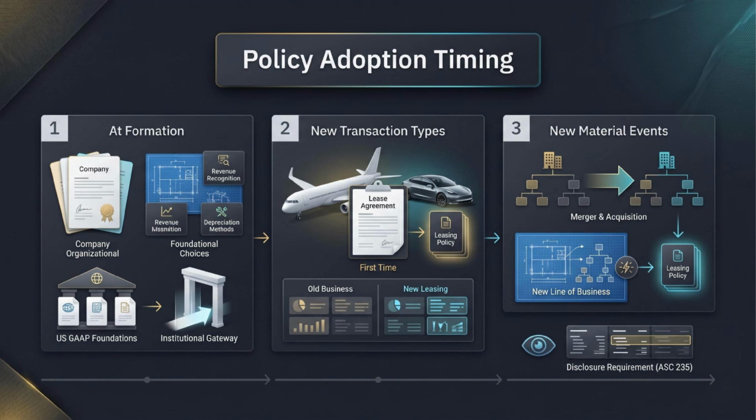The important point is that policy notes should reflect current and material operations. A note about a transaction the entity no longer conducts may create confusion instead of clarity. Disclosure should explain the business that exists, not the business that disappeared 3 years ago.